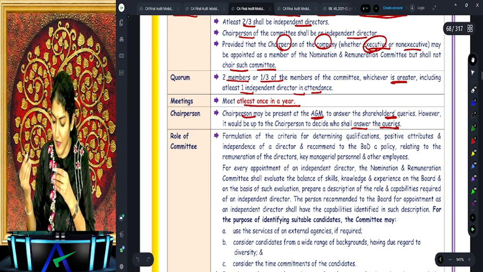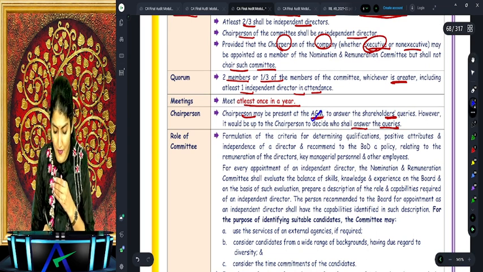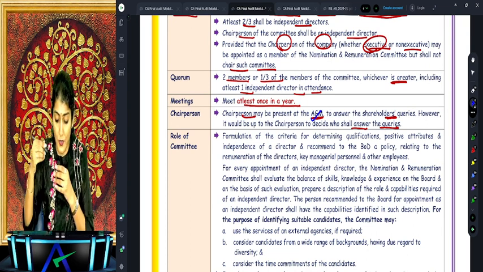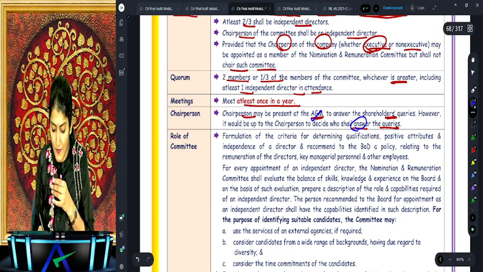At least once in a year, the Chairperson shall be present at the AGM to answer the shareholder queries. But what luxury does this person have? He can decide who will answer the queries.